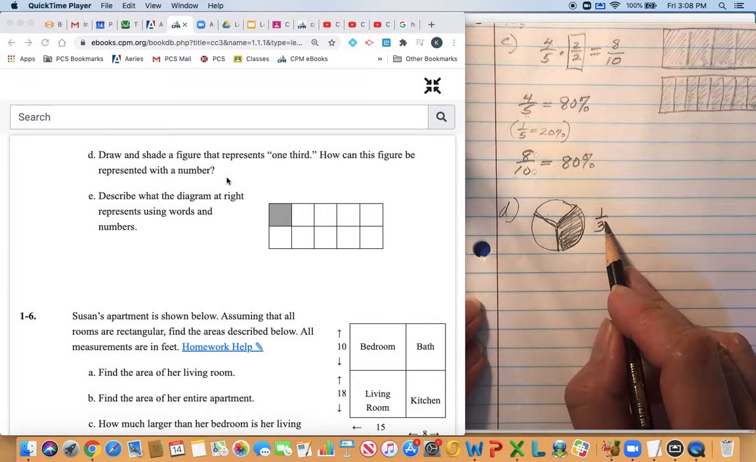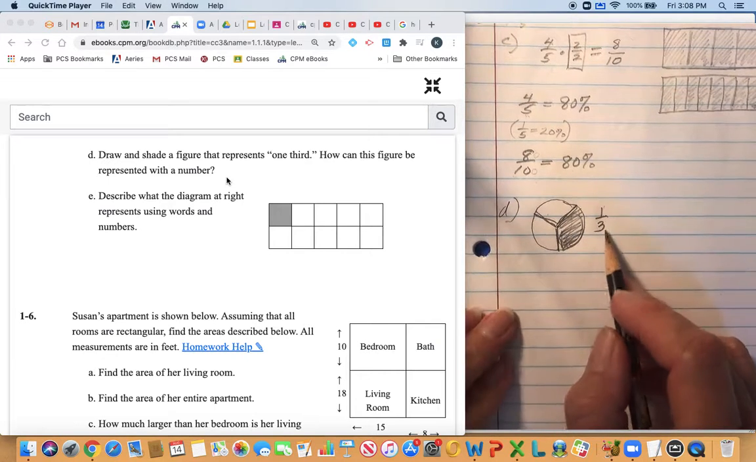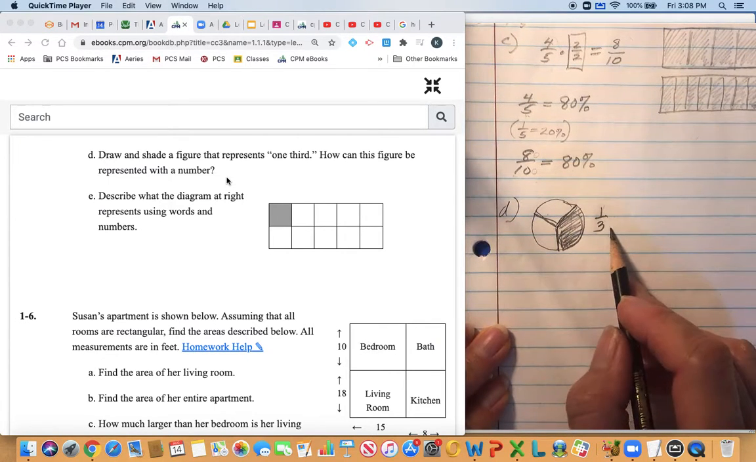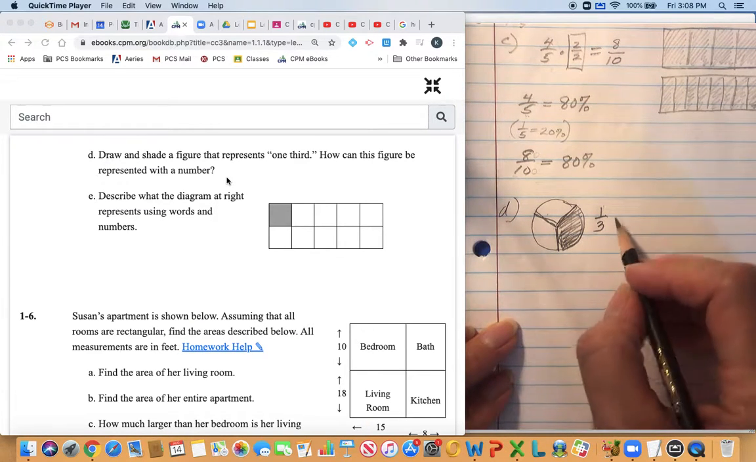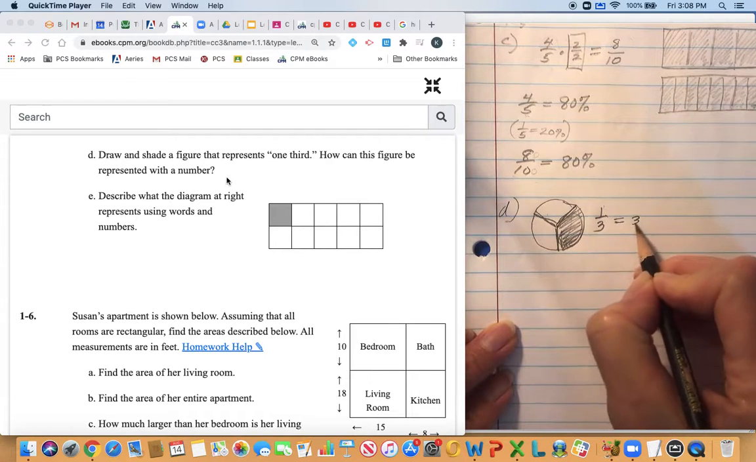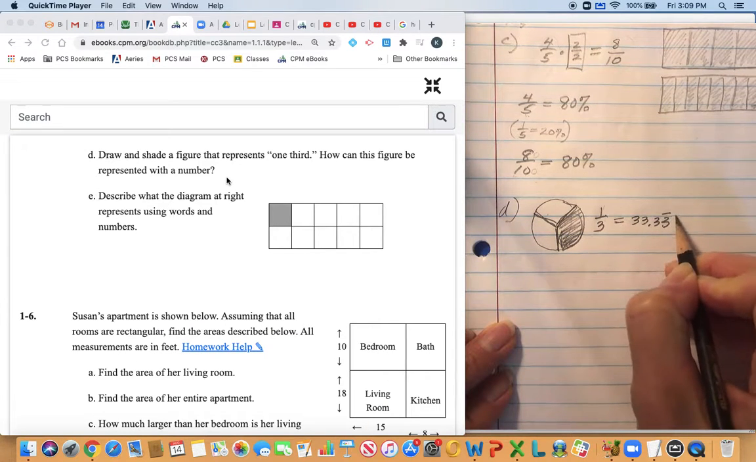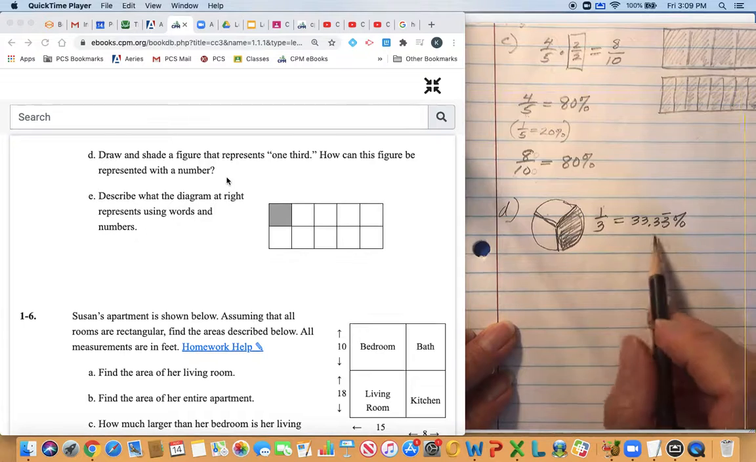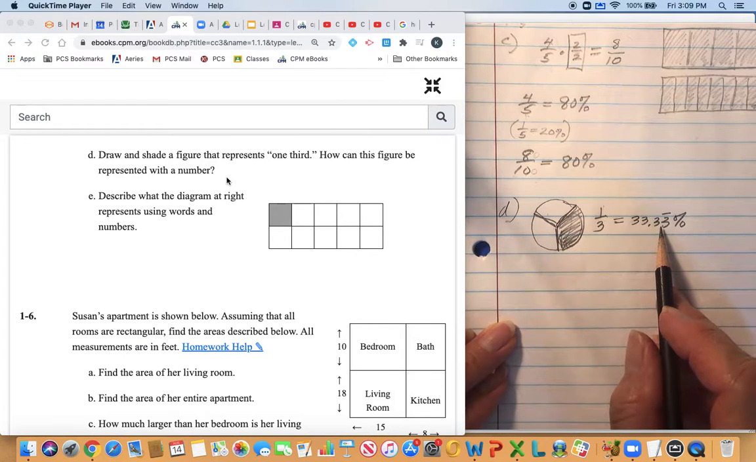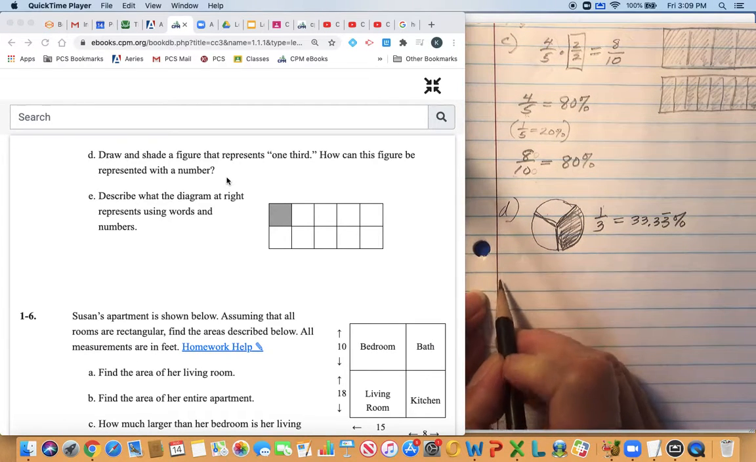Well, I actually just did it right now because I wrote 1/3. And another way I could represent it with a number is to convert it to a decimal. So that's also equal to 33.33%. So that's what it is when you're talking about a decimal. Okay, so that's D. And now I'll go ahead and do E.